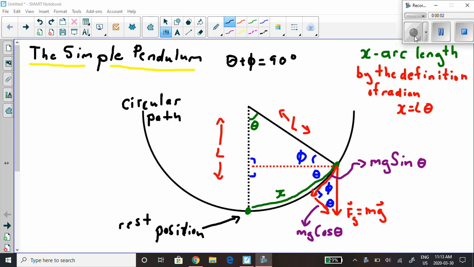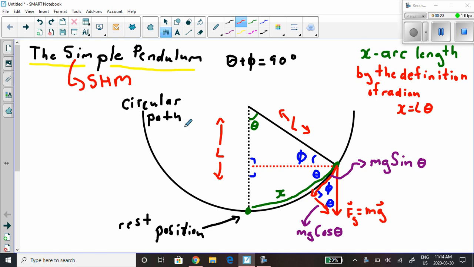Okay, so today we're going to talk about one of the classic simple harmonic motion examples, and that's why it's called the simple pendulum, because the simple pendulum is an example of simple harmonic motion. So how does this work?